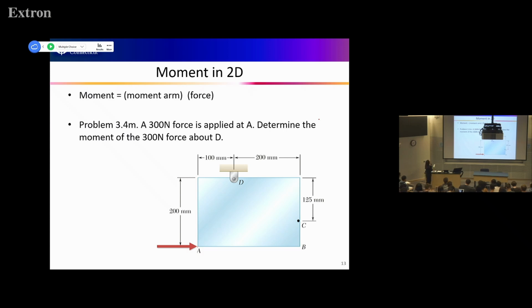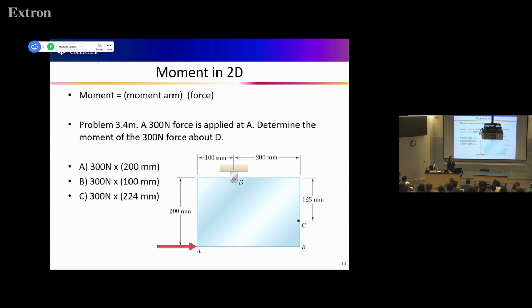Okay, and then let's practice that. There is a 300 force applied at A in this direction. Determine the moment of this force about D. So where is D? D is here, okay? Let's do clicker 2. What is the moment of this force about D? I start the clicker quiz. This is 200 millimeters, this is 100 millimeters, and the distance from D to this point is 224 millimeters.